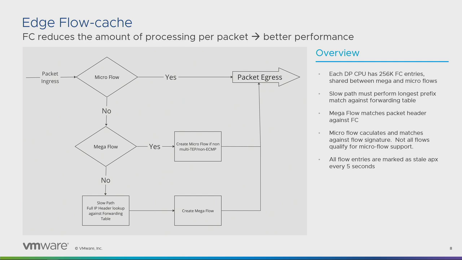Now, most of you, if you follow our best practices, will not be using microflows, right? Because the microflow table is the signature of the flow, right? The signature includes both the headers and the next hops. So if you have more than one next hop, then we cannot embed it in one signature, right? So if you have ECMP, if your edge has more than one next hop, it won't qualify for microflow, right? Now, the flow table, each data path CPU has 256K entries shared between microflow and megaflows.